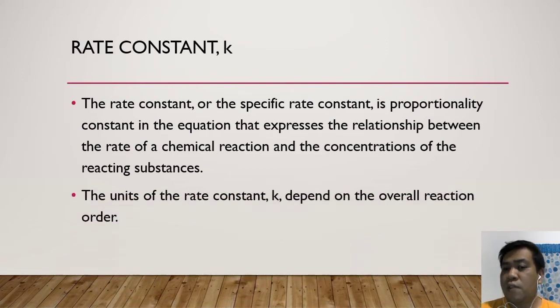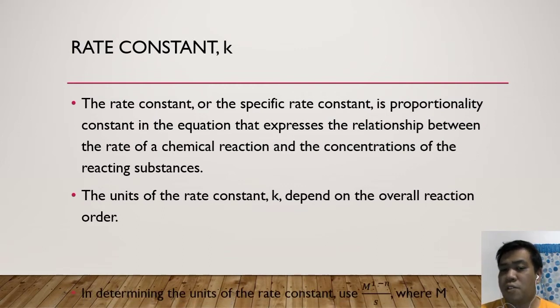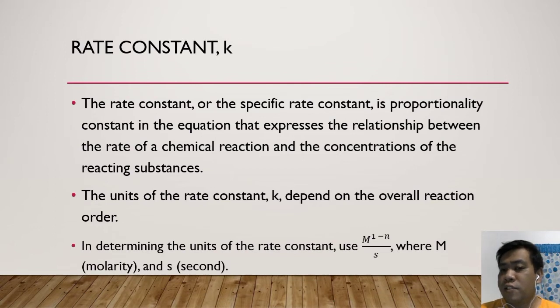The units of the rate constant k depend on the overall reaction order. In determining the units of the rate constant, use M raised to the quantity of 1 minus n over s, where M refers to the molarity or the moles of solute per liter of solution, and s refers to seconds or time.